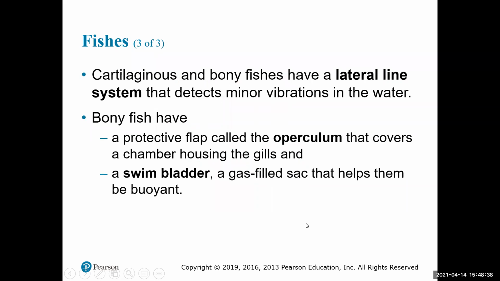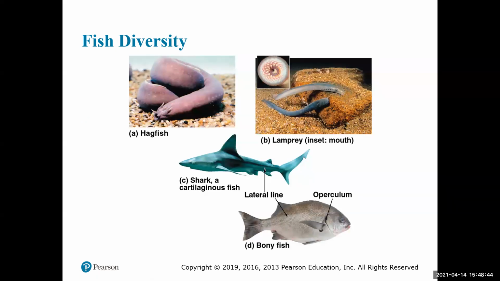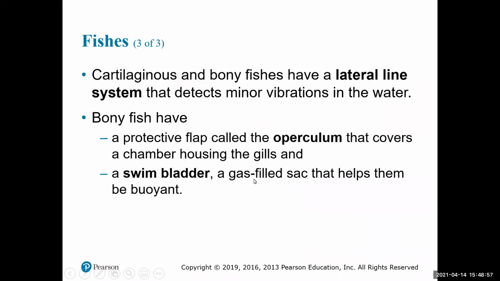Now, the cartilaginous and the bony fishes have what's called a lateral line system, and that's also shown here. The lateral line is here in the bony fish, and it goes down the shark. These lateral line systems allow the fishes to detect little vibrations that exist in the water.